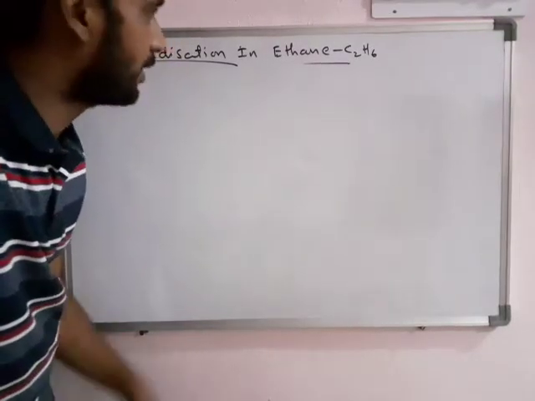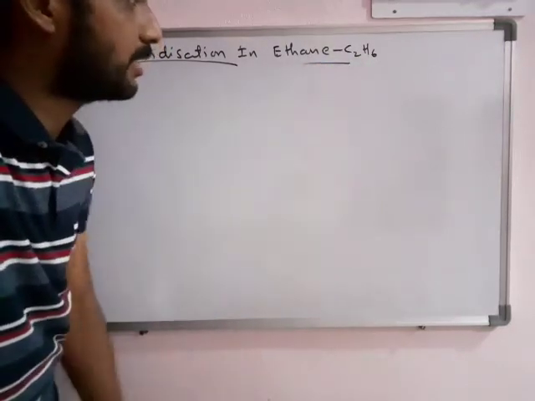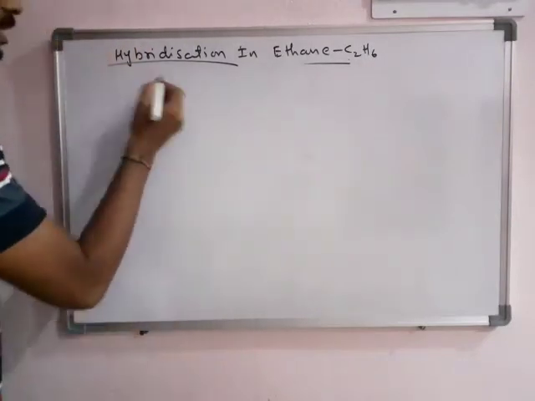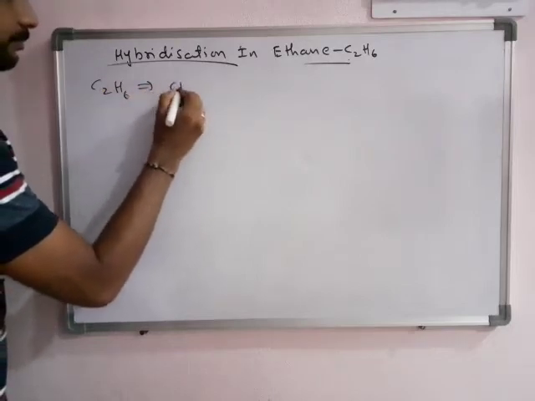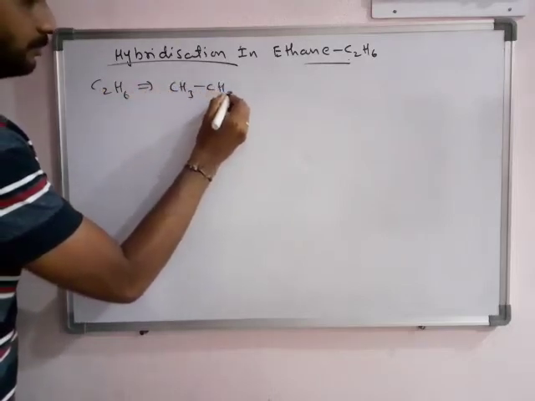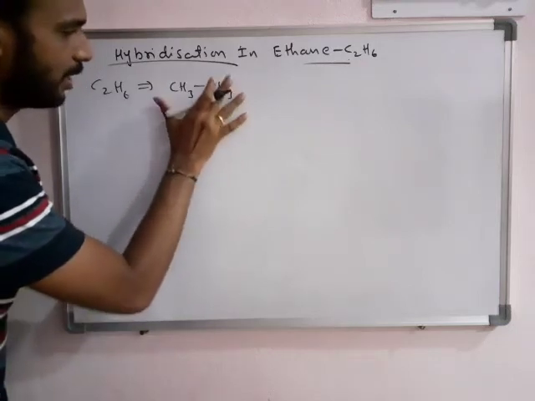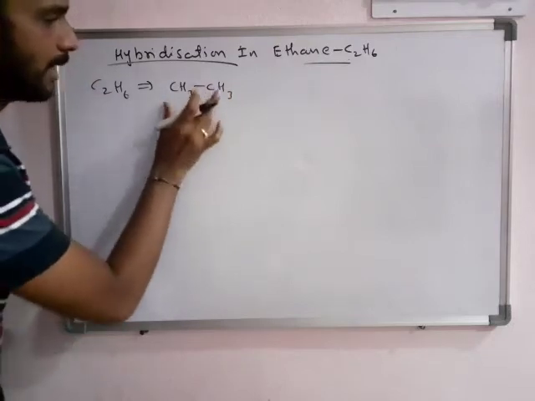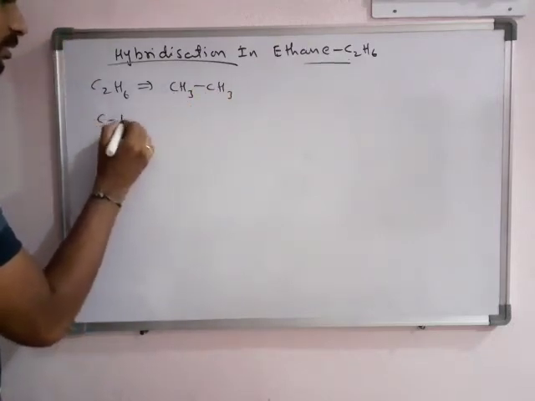Okay, now we see the hybridization of carbon atoms in ethane. So what is the formula of ethane? C2H6. The central atoms are two carbon atoms. So C2H6 can be written as, we know the normal technique for the calculation of hybridization, but here we see the hybridization in detail of carbon atoms in ethane.